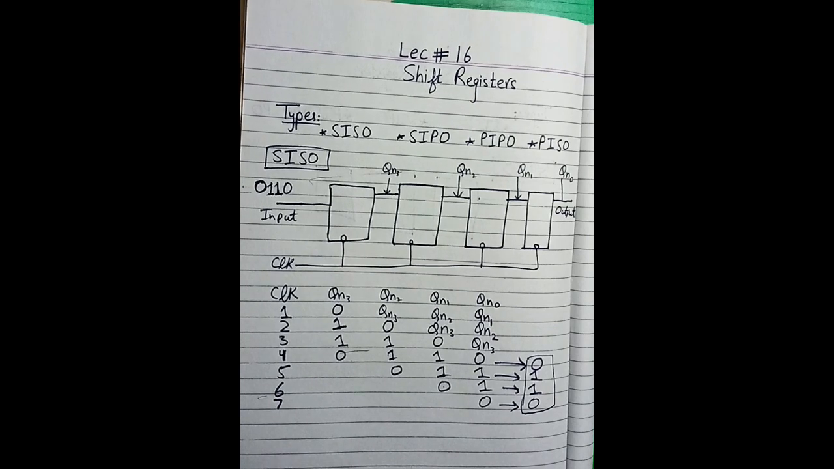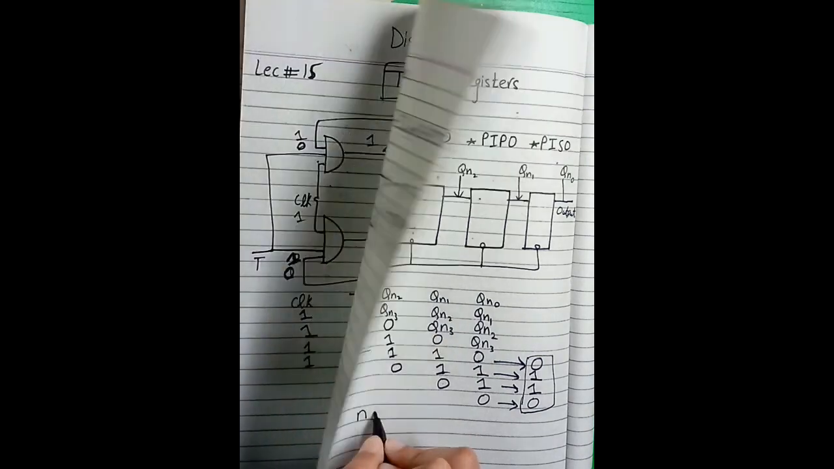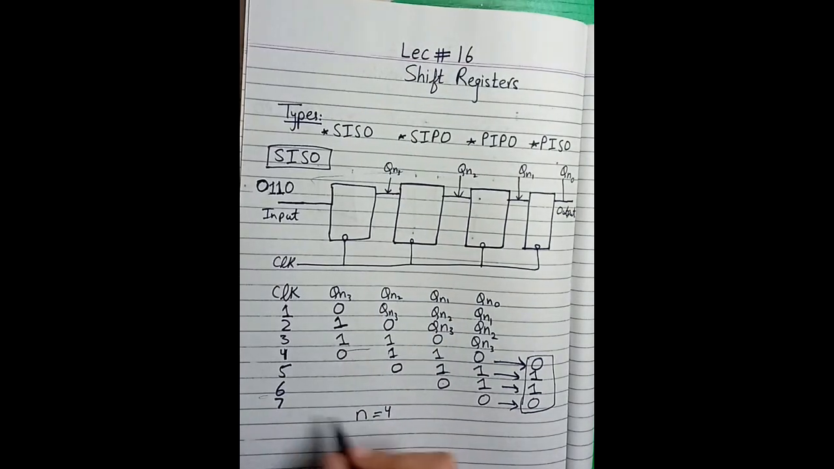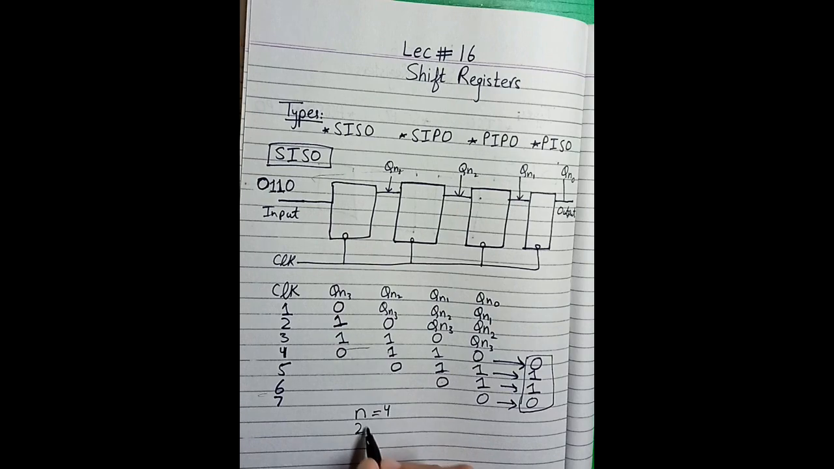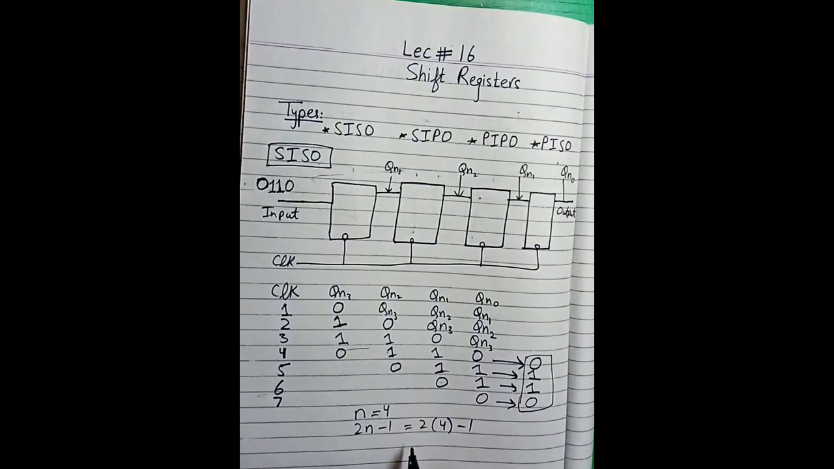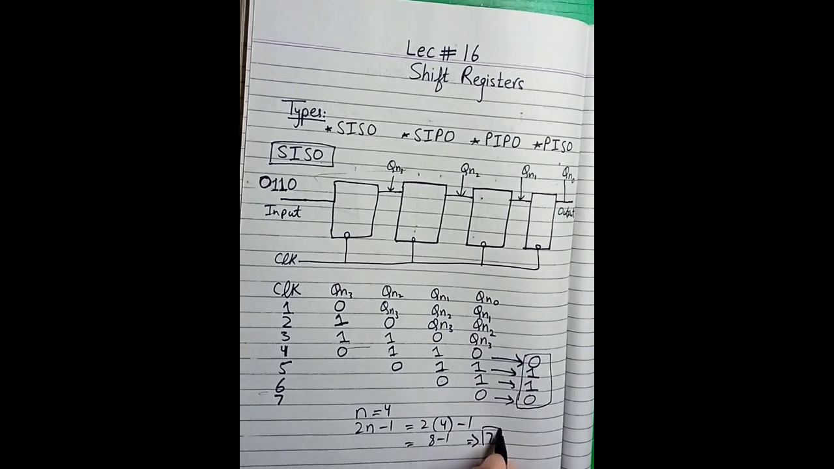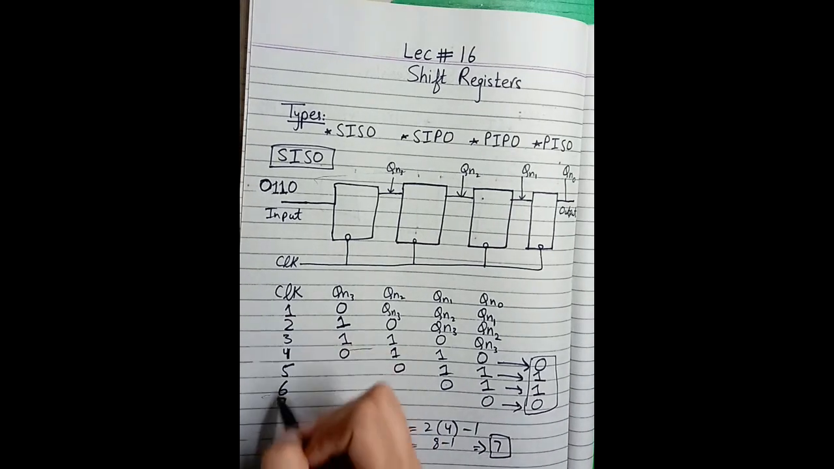From here we can see that as we have n equal to 4, the total clocks we are using are 2n minus 1. That is 2 into 4 minus 1, which is equal to 7. Total 7 clocks we are using.